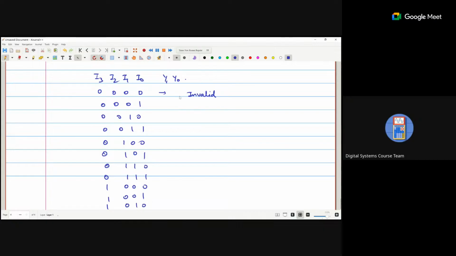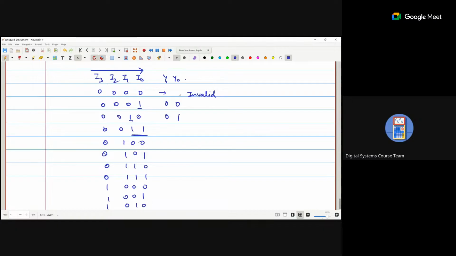Okay, now if I say that I3 is the highest priority. So first this one, both are 0 0. Second, this one, 0 1. Third, here two inputs are 1, so it is the highest.